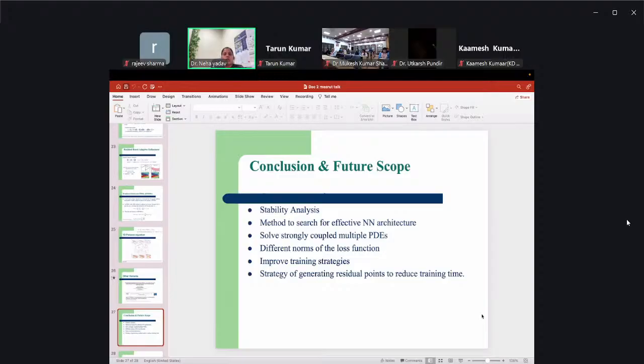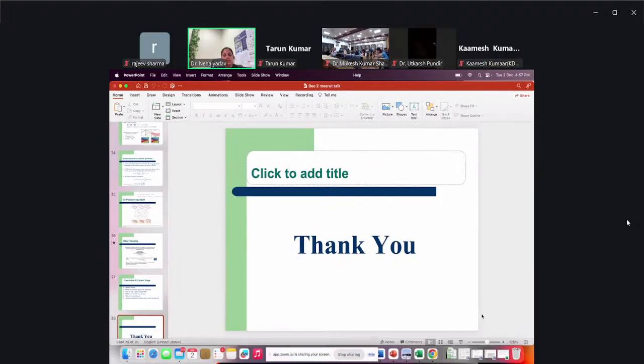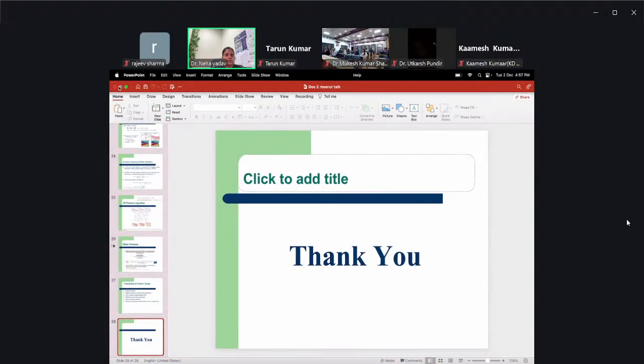Another thing is one can come up with other ways of generating the collocation points than the residual adaptive refinement we are using. So these are the directions where one can think about how to improve PINNs, and how PINNs can be used for solving PDEs. That's all about my talk, and if anybody has any question, feel free to ask.